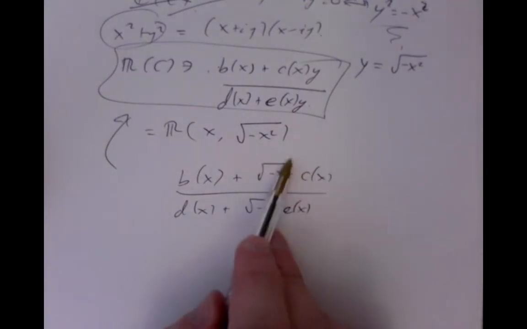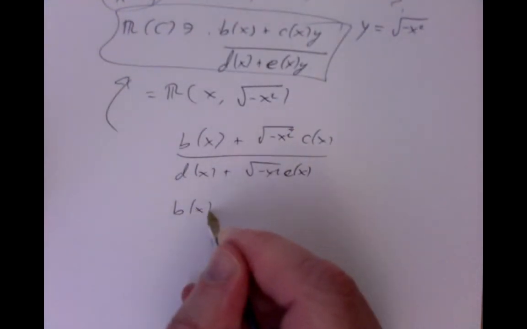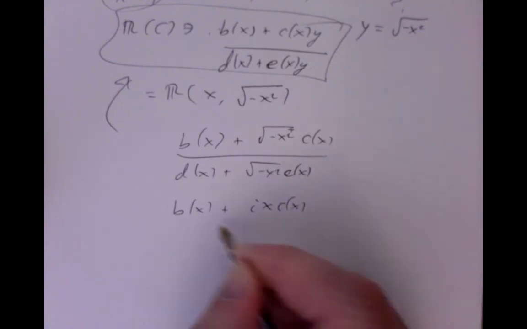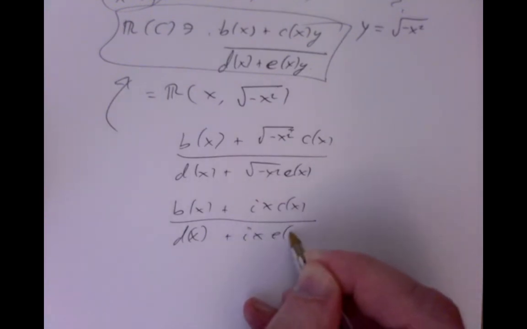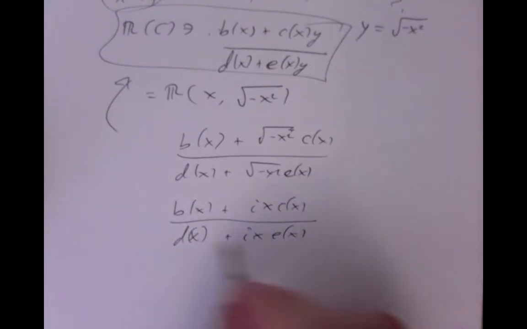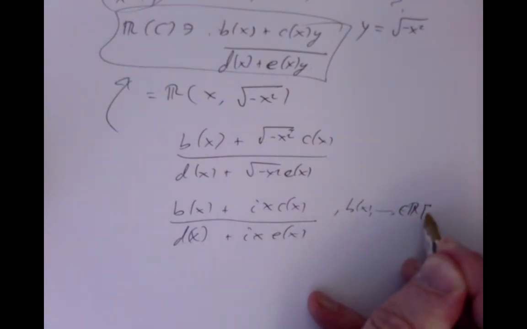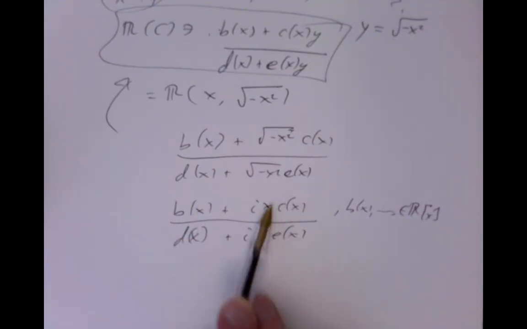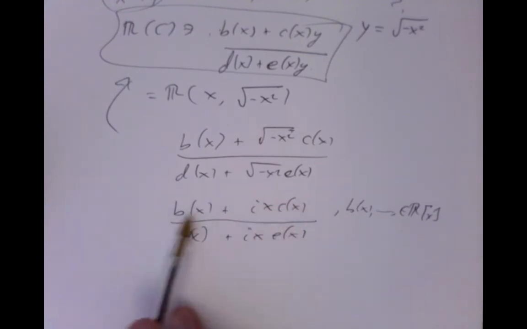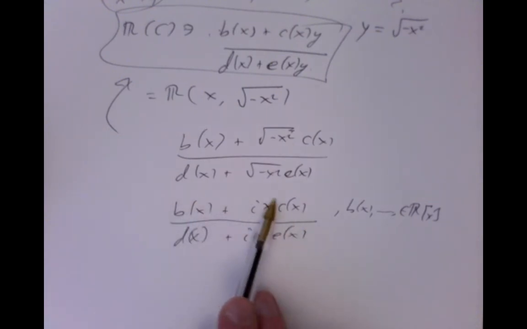But we can actually find a field in which there is a square root of minus x squared. We could just write these things as ix c of x, and then divide by d of x plus ix e of x. What does that look like? The b's, the c's, the d's and the e's are all real. b of x and so on are real polynomials in x. So we've got these real polynomials in x, but then if you have an x factor in here, you're allowed to have some imaginary part. You get a real part which could have any power of x, but this guy has to have the positive power of x, and then it gets to have an imaginary part. And the same down here.